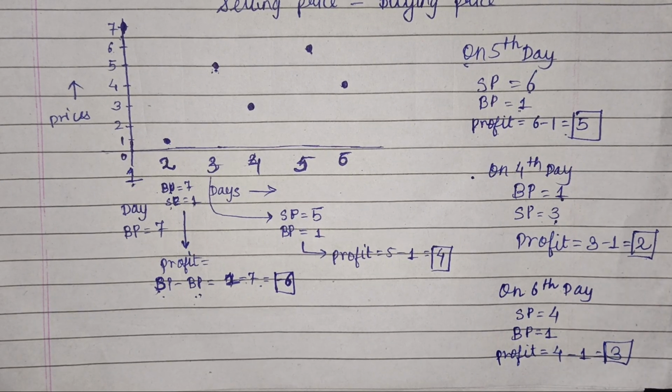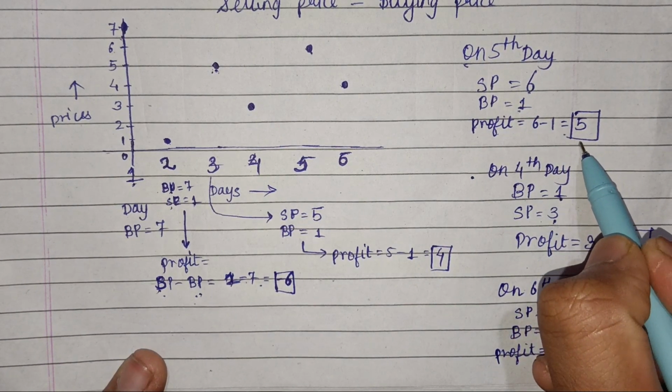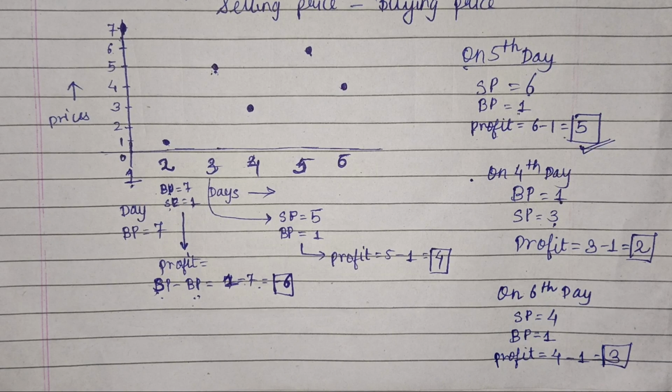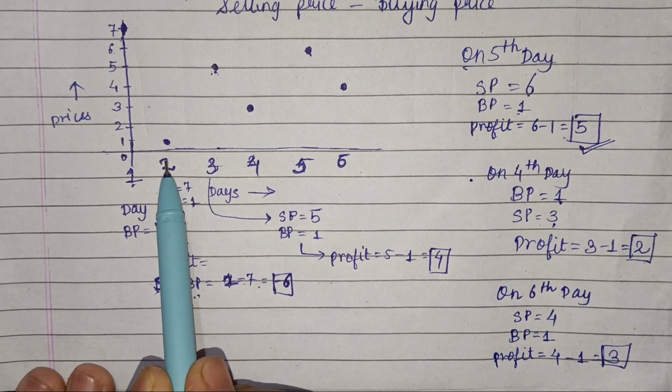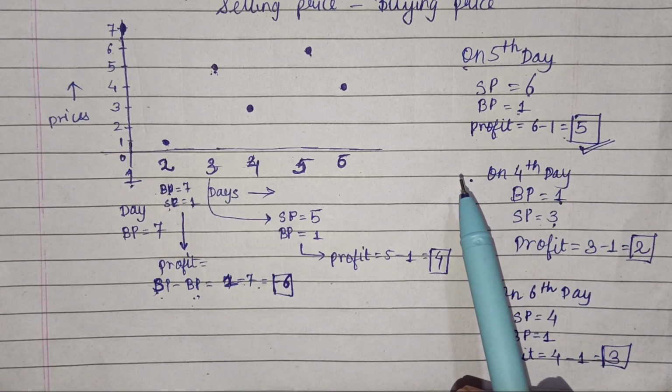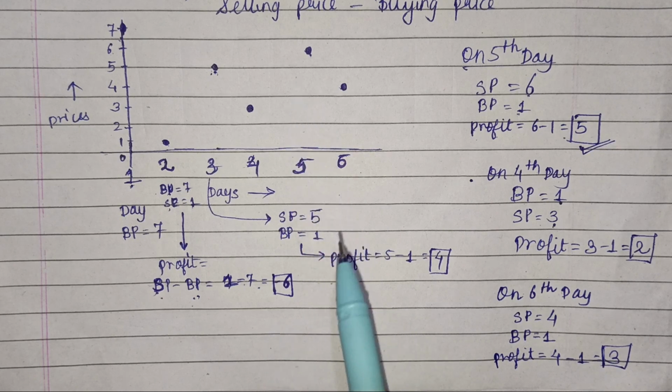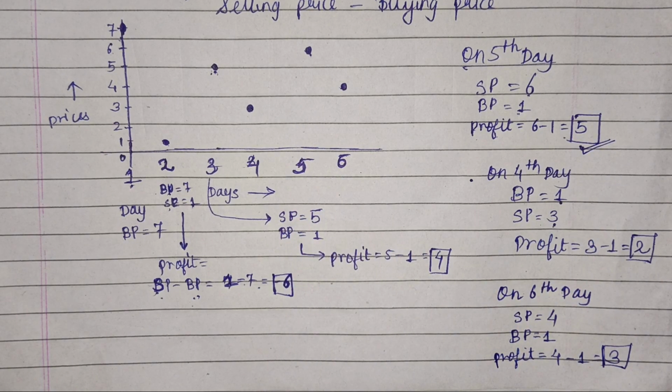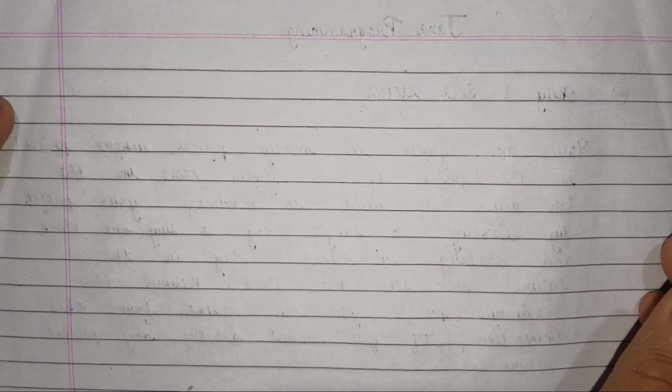So we have calculated the profit of each day, so when we will buy the stock and when we will sell that stock. As we have seen, on the 5th day the profits are maximum. It will be better to buy the stock on day 2 and sell that stock on day 5, so the profit will be maximum. Okay, so let's see the pseudocode.